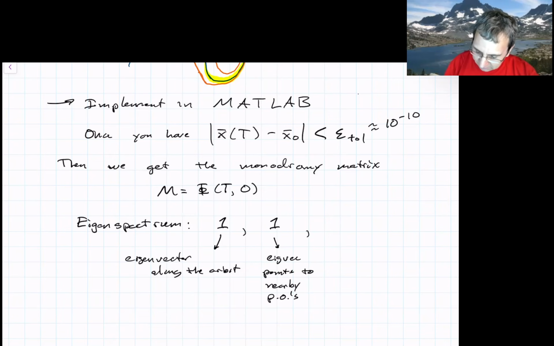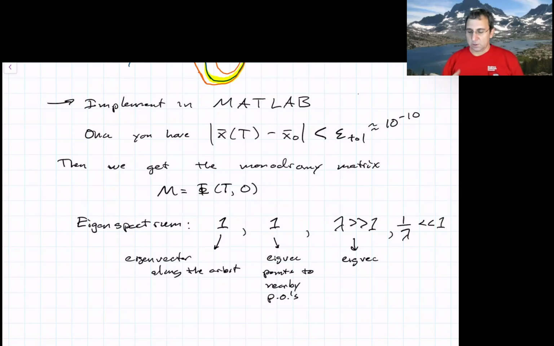And then we'll get an eigenvalue lambda, which is going to be real. And just because of the three-body problem, this is typically going to be much greater than 1. And then there's going to be 1 over lambda, which will be much less than 1. So the eigenvector here corresponds to directions where you get the maximum growth. If you start with some small displacement, it'll grow by a factor of lambda.